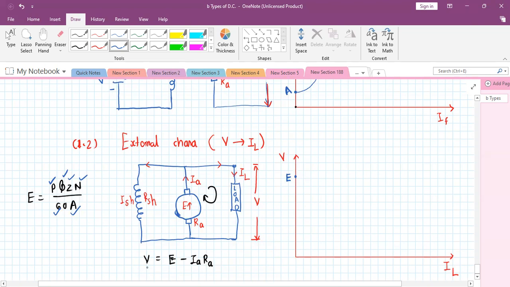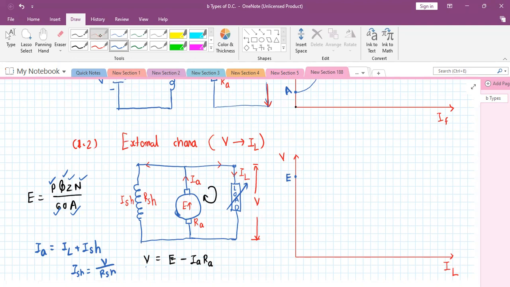Now we are increasing the load. You are gradually increasing the load. Now what is the equation of IA? IA is equal to IL plus ISH. Now what is the ISH? ISH is equal to V upon RSH, the terminal voltage across the shunt divided by resistance RSH. V is the constant terminal voltage and RSH is the resistance of the winding, so it is constant.